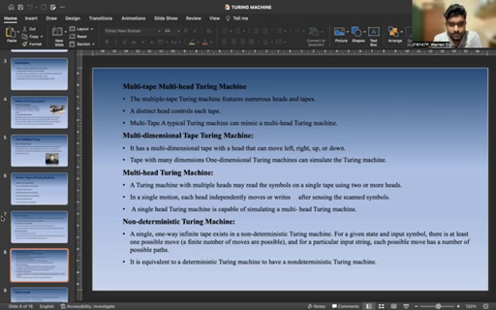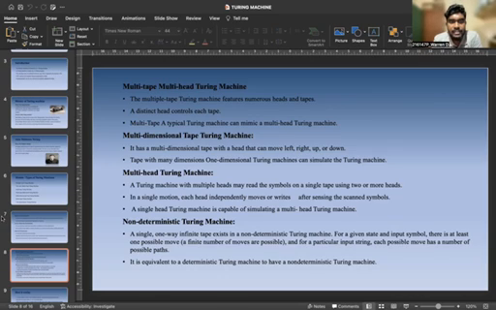Multi-head Turing machine. A machine with multiple heads may read the symbols on a single tape using two or more heads. In a single motion, each head independently moves right after sensing a scannable symbol. A single head Turing machine is capable of simulating a multi-head Turing machine.